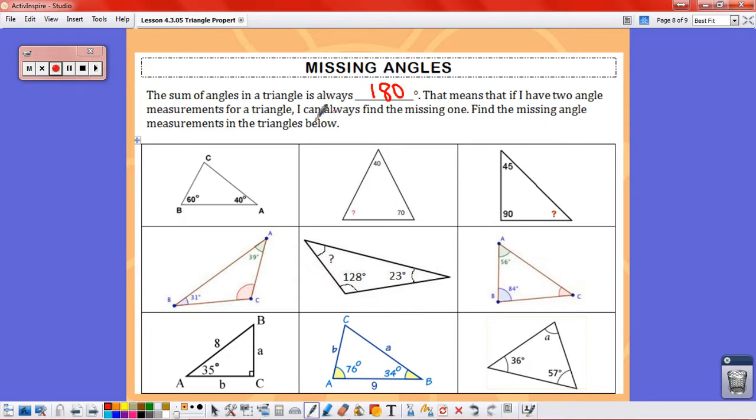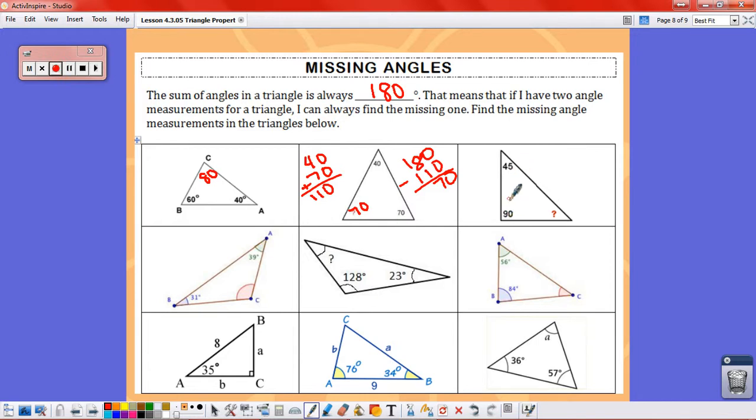That means that if I have two angle measurements for a triangle, I can always find the missing one. We're going to find the missing measurements in the triangles below. Well, 60 and 40 makes 100, and the whole thing has to be 180, so that means that only 80 degrees are missing. 40 and 70 makes 110, and the whole thing is 180, so I'm missing 70 degrees. And I can actually show my work if I need to. That's 110, and 180 minus 110 is 70.